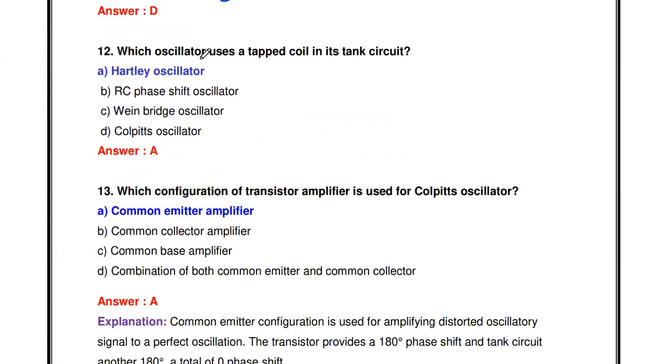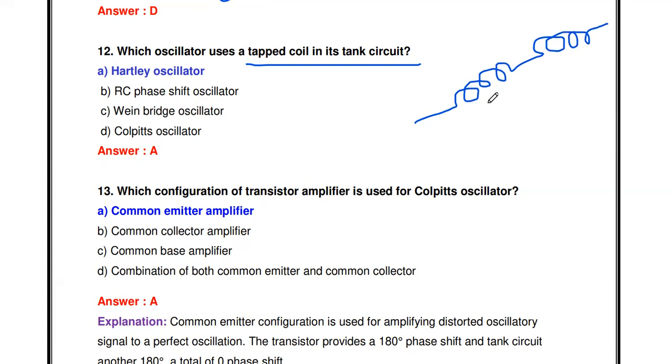The next one, which oscillator uses tapped coil in its tank circuit? The tank circuit means the parallel combination of L and C. It is called a tank circuit. The tapped coil means 2 coils, L1 and L2, with 1 capacitor. In which oscillator are we using the tapped 2 coils? Here there is a ground. The tapped coil means it's a Hartley. So the Hartley oscillator uses 2 inductors and 1 capacitor, tapped coil. In Colpitts, we are using 2 capacitors and 1 inductor.